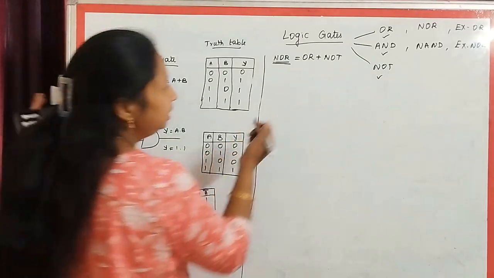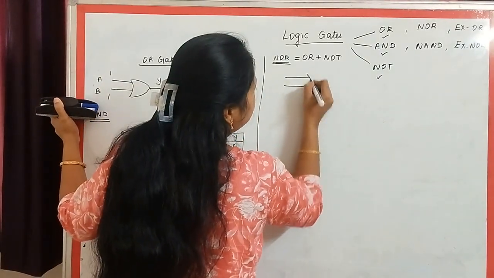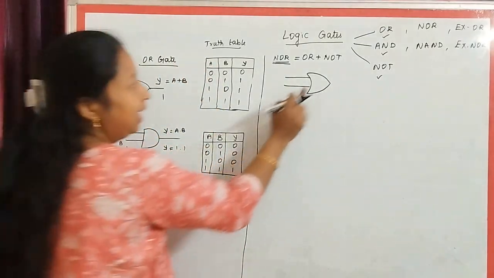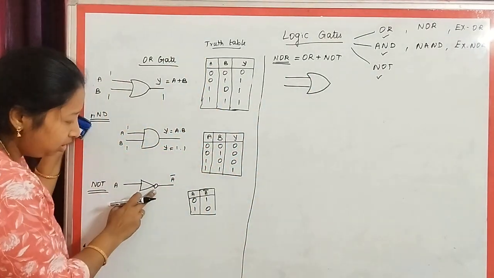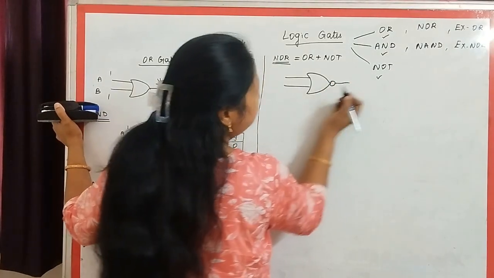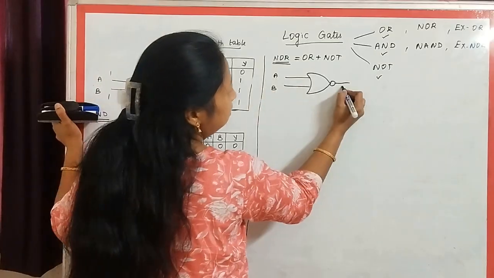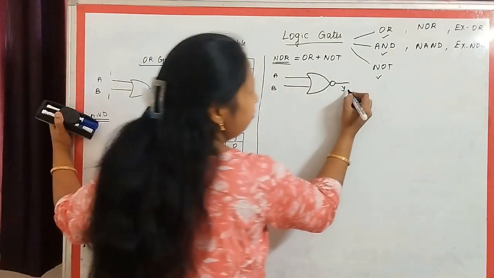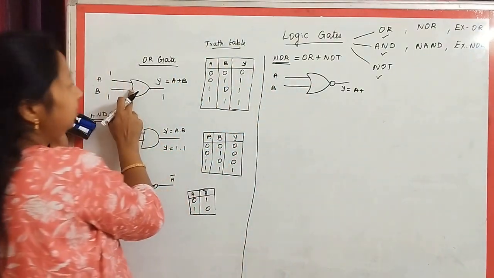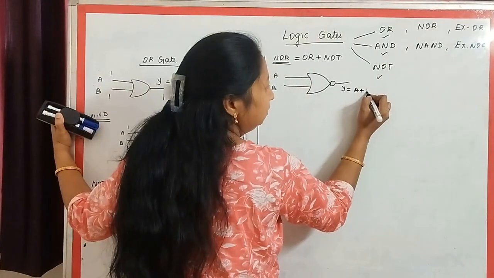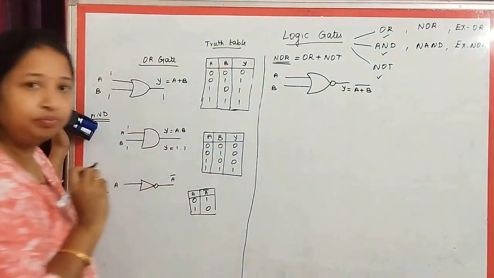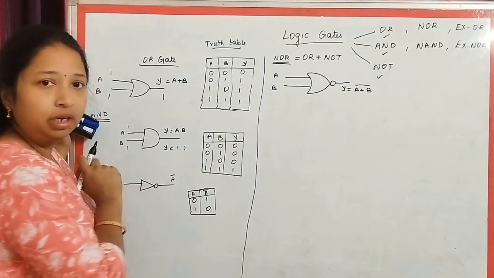So how will you represent it? It is like this. First you draw an OR gate, same OR gate, and then you have to put a NOT. How do you represent a NOT? NOT is with a bubble. Always represent NOT gate with a bubble. So this will be my output. Fine. And what is the equation for this? It is A plus B. You very well know OR gate is nothing but a summing gate. So A plus B is OR gate, and since you have put a bubble, you have to put a bar. Understood? This is called NOR gate.